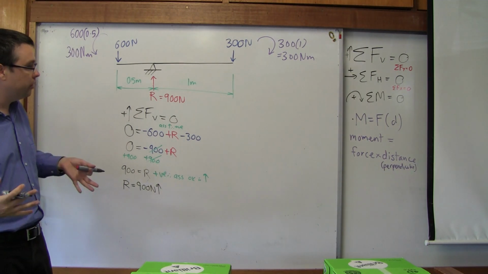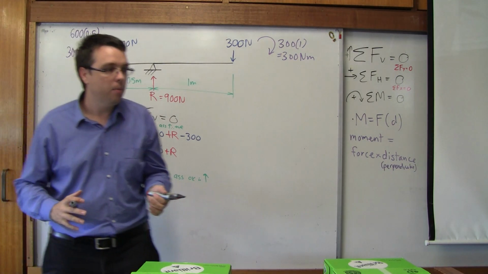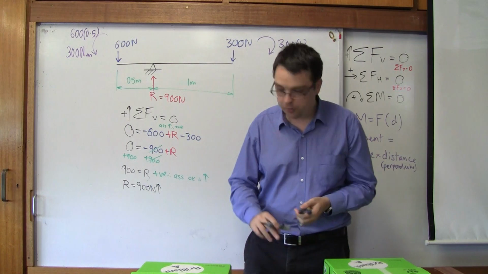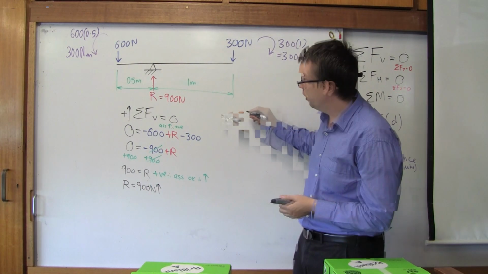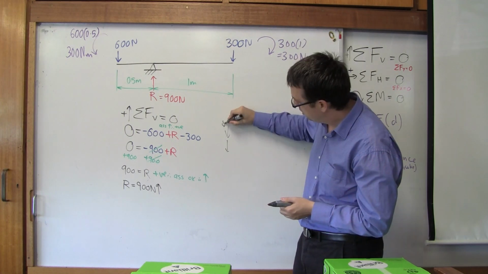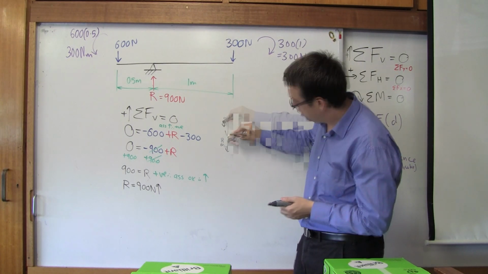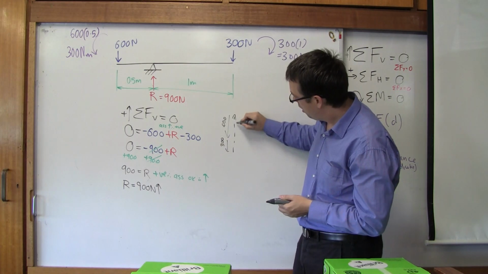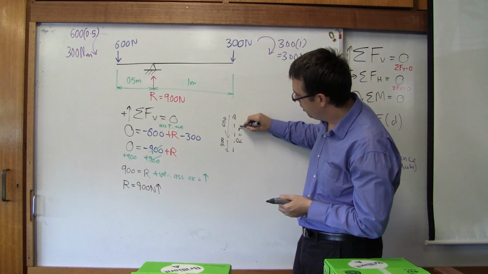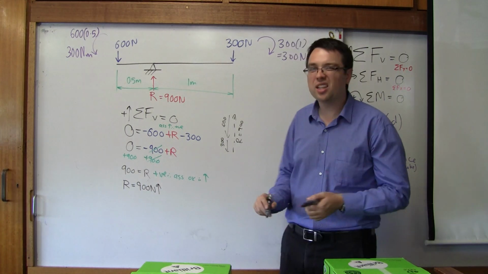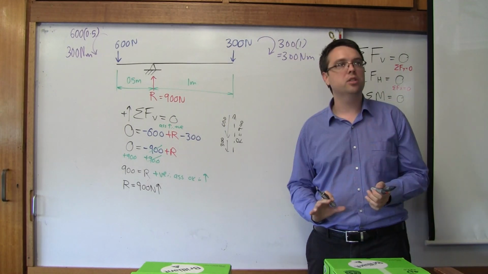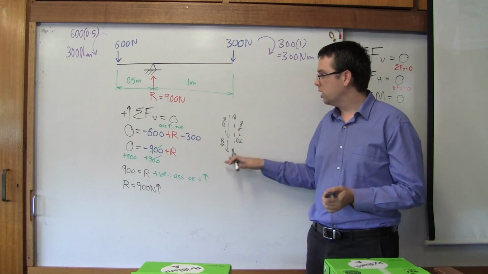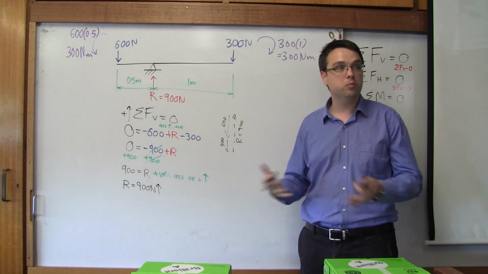Now, that's one way of solving that reaction. But what I would typically do is just draw a little diagram instead. I'd say, okay, that's 900, that's 600, that's 300. R equals 900. It's like a little scale drawing. It's obviously not to scale, but if I draw that, it just makes so much more sense to me. I just look at that and say, oh, it's okay, the sum of the forces vertically, it all just makes sense.